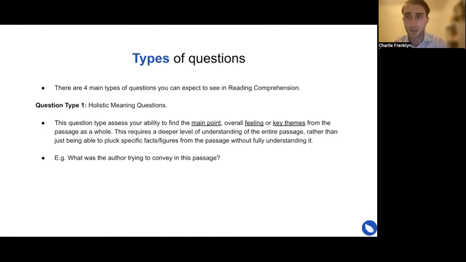It's probably going to take a little bit more time than some other questions. And so you will have to toss up. Do you have time for it? Should you skip it for later? Or can you allocate a little bit more time for this one because there's some other ones which are extremely fast and you're progressing well through the exam. So that's the first type, holistic meaning questions.